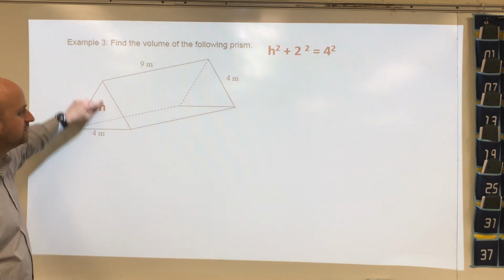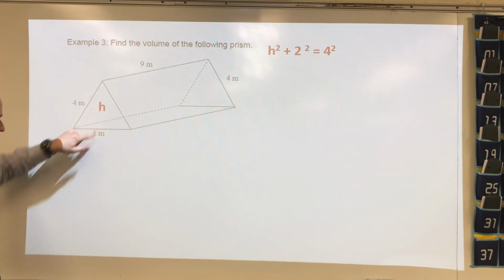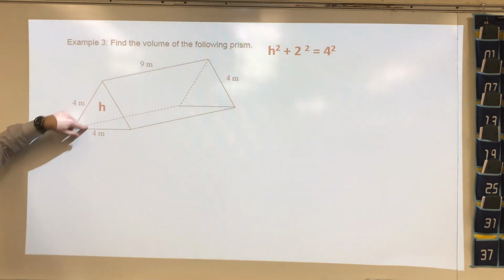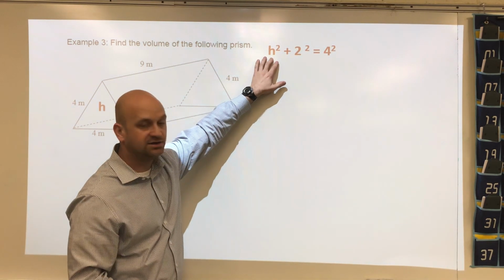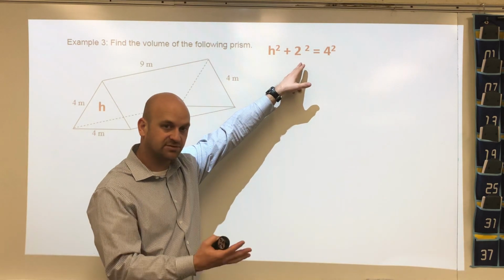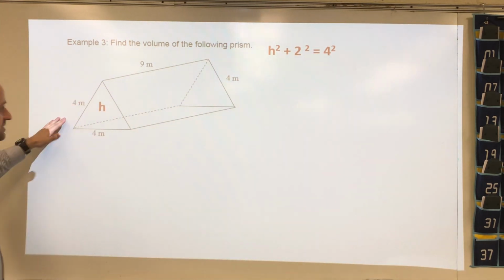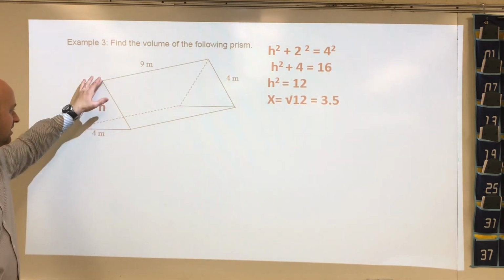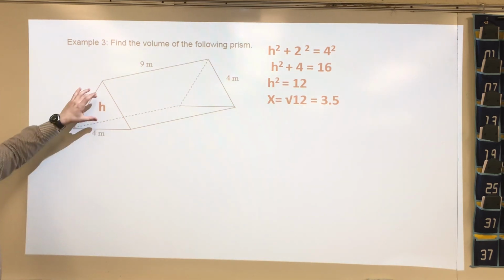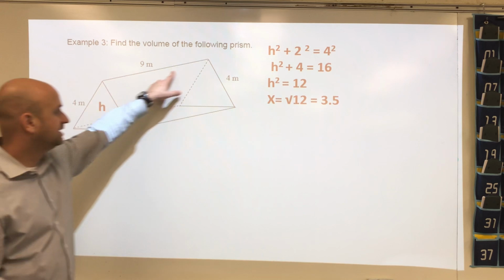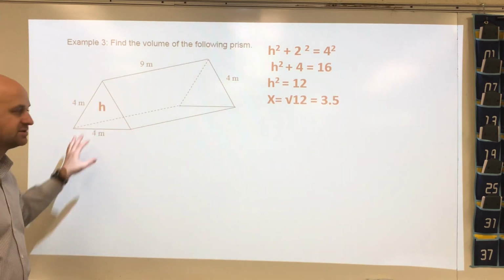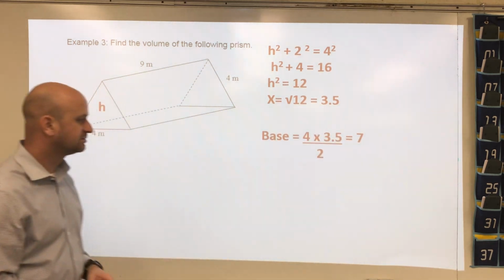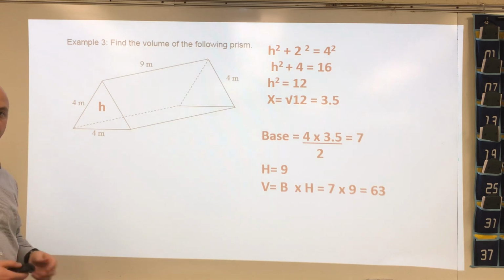So the first thing we're going to do is the Pythagorean Theorem. If we were to draw the height down, what happens to this 4 is it gets cut in half. And then we have our hypotenuse. So our Pythagorean Theorem would be the height squared plus half the base squared equals the hypotenuse squared, or the diagonal side. And when we go through and do our math, we get a height of 3.5. So now we have our height and we have our base. So we have 4 times 3.5 divided by 2 times the height of the prism, not the height of the triangle. And so we get a base area of 7, and then we multiply it by the height, which would give us a total volume of 63 units.